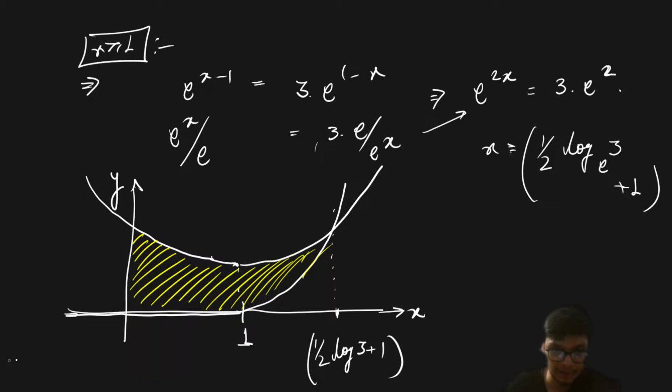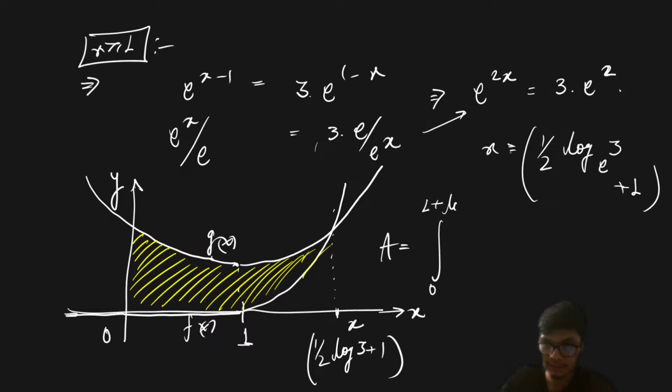So instead of calculating the integral from 0 to this x value of half natural log 3 plus 1, what I'm going to do is take the entire region from 0 to x, and then subtract this particular region of the parabola. That also I can do, right? Or I can just subtract the function f of x from the function g of x. So the required area is going to be the integral from 0 to 1 plus natural log of 3, and half times the natural log of 3, of g of x minus f of x, dx. Okay, now from here if you try to solve this integral, it's going to give the required answer.